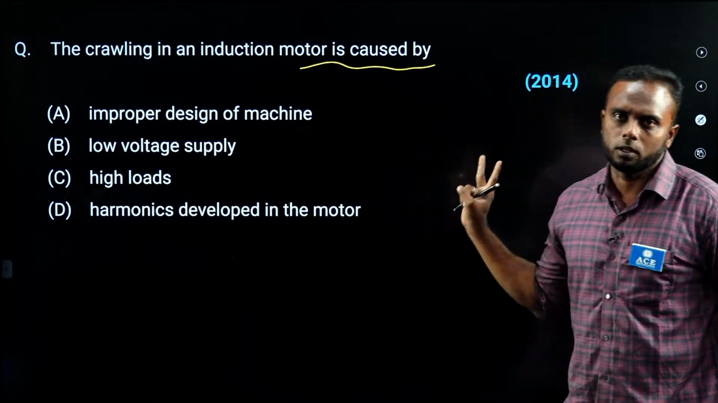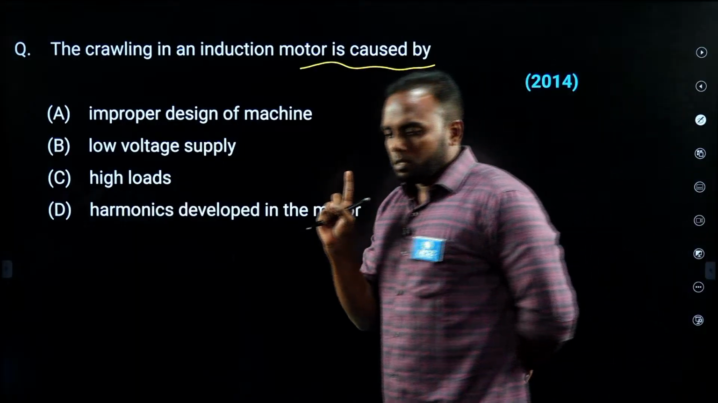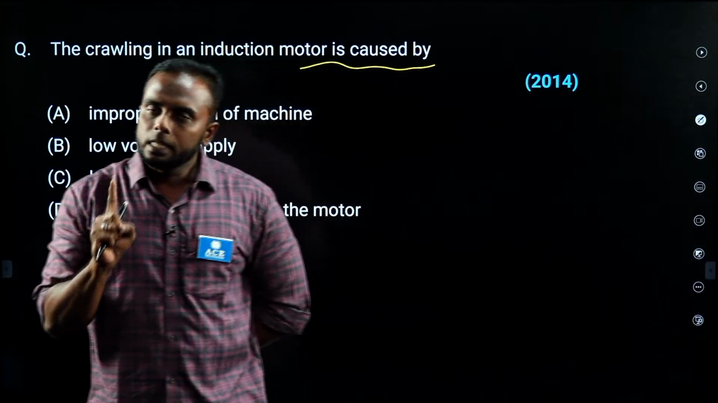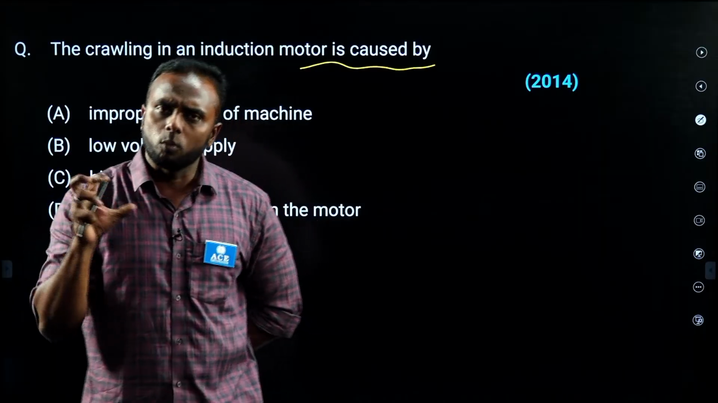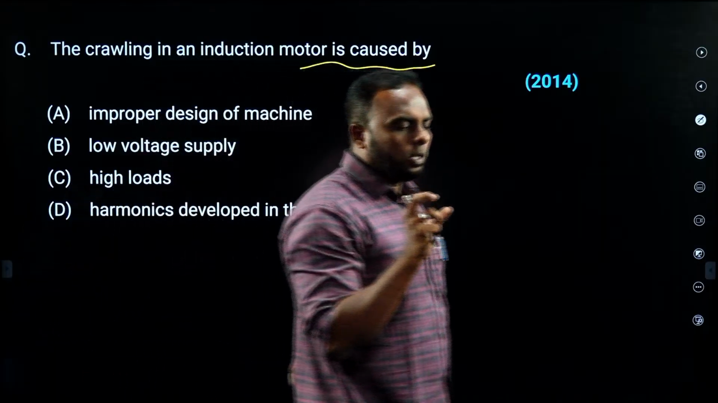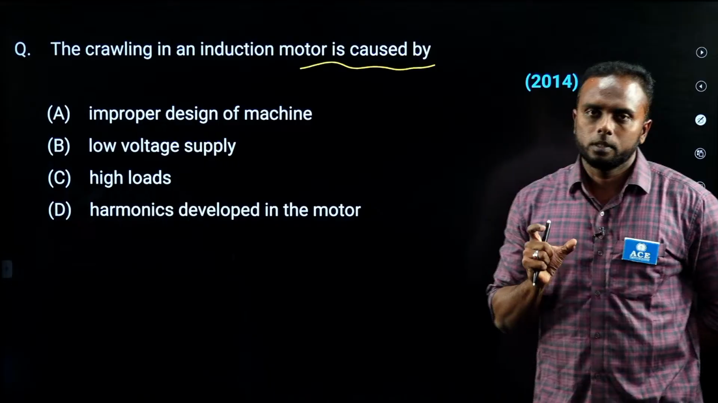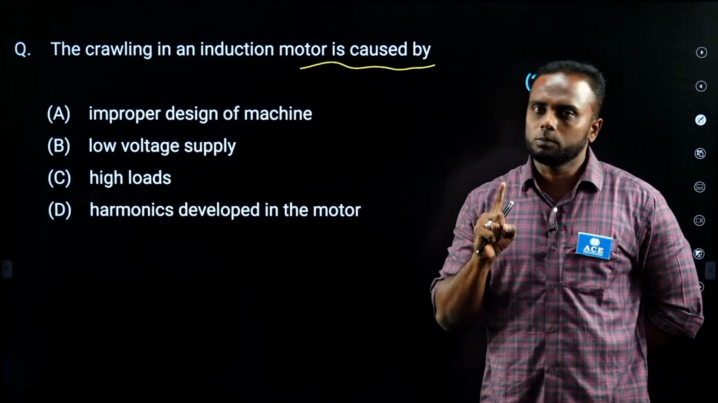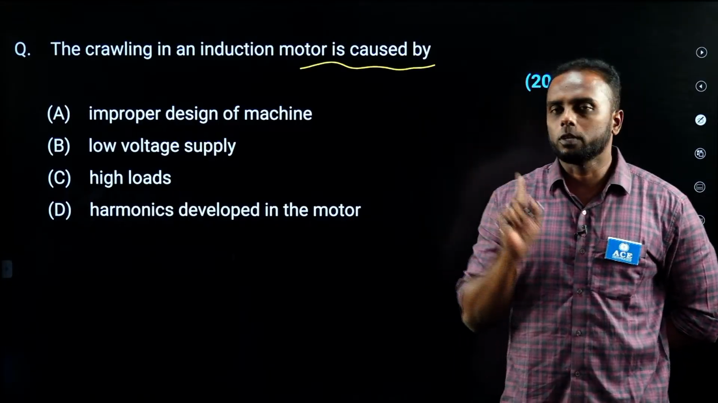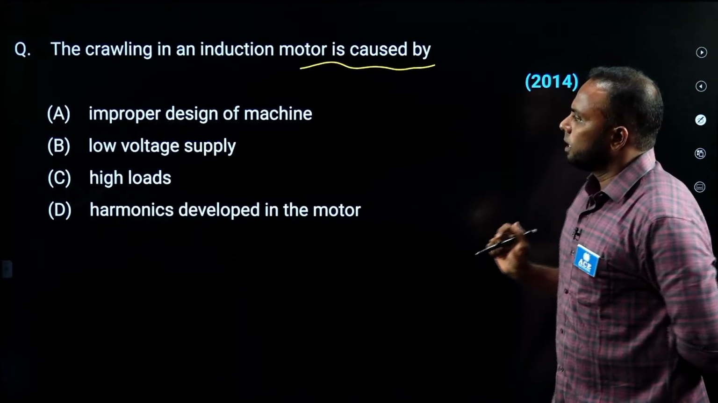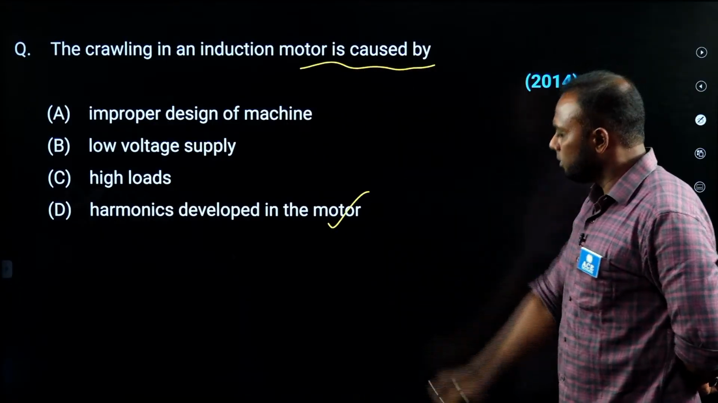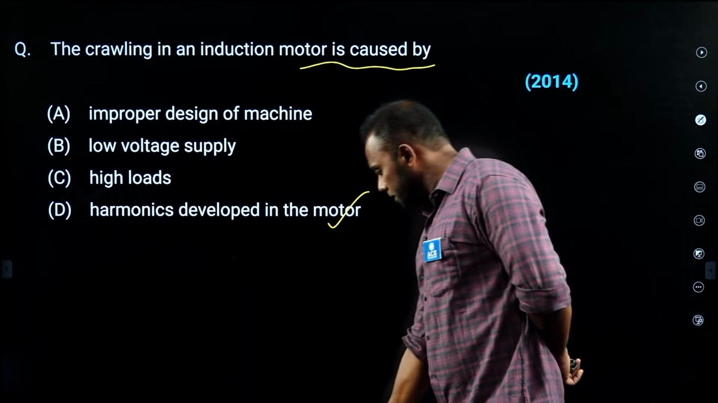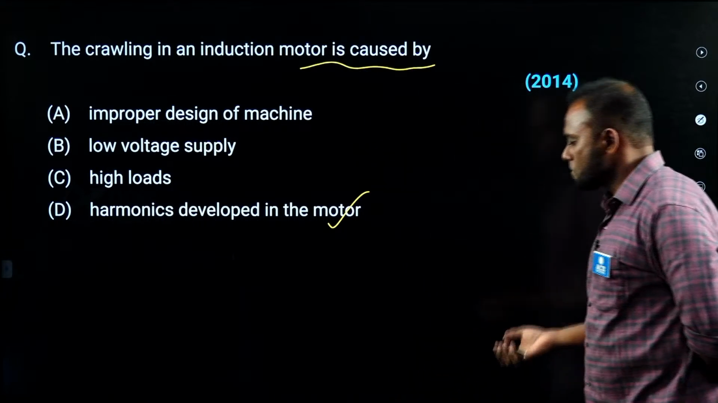Which harmonics are responsible for crawling of an induction motor under running condition? This question is important. The 7th harmonic is the reason for crawling of an induction motor under normal running or motoring operation. And during braking operation, the 5th harmonic is responsible for crawling. Remember that. This crawling of induction motor is mainly due to harmonics developed in the motor. Next question.